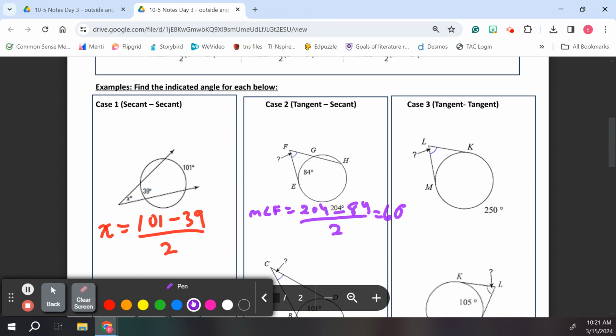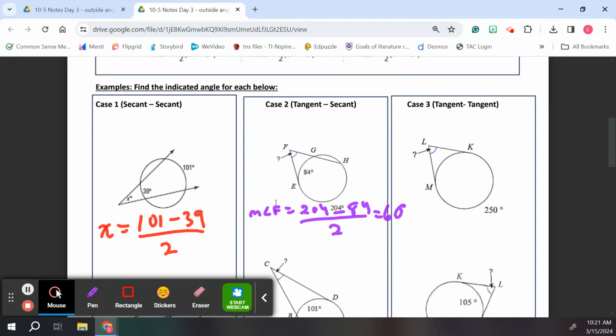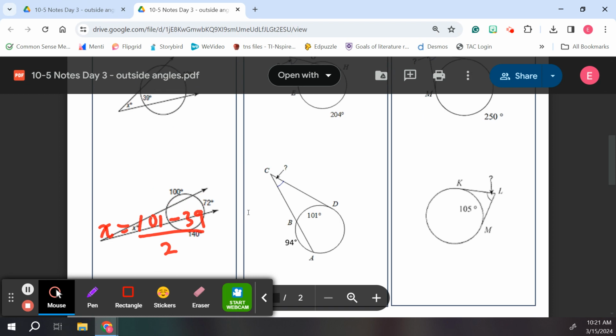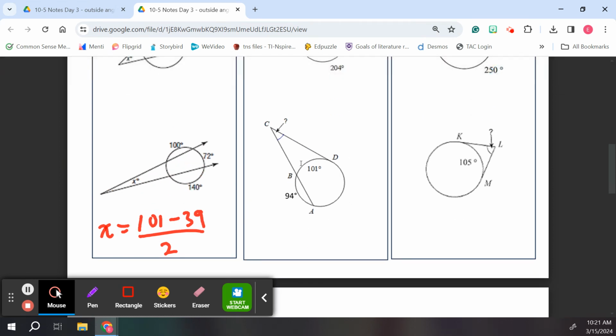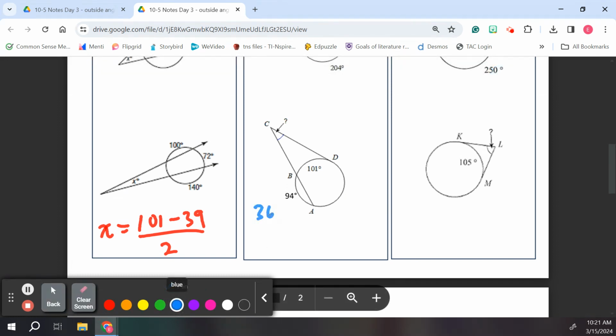All right. Any questions on that before we move on? Anybody still writing? I am going to clear the screen. All right, so here is our next one. Now in this case, again, they give us a small arc. We need to find the large arc. So we are going to take 360 minus 94 minus 100. That gives us how many degrees for that larger arc? Someone tell me.